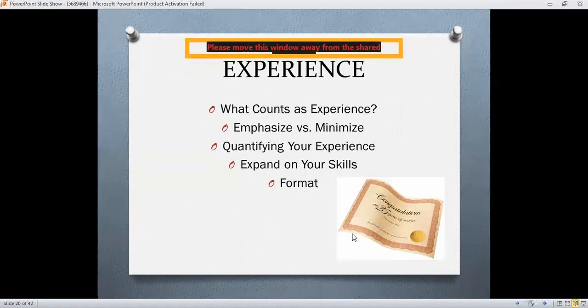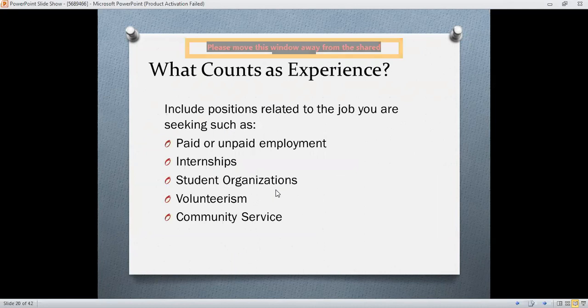Now come to the experience, if you have. Okay, what counts as experience? Emphasis versus minimization. Qualify your experience depending on your skill and whatever the format is.